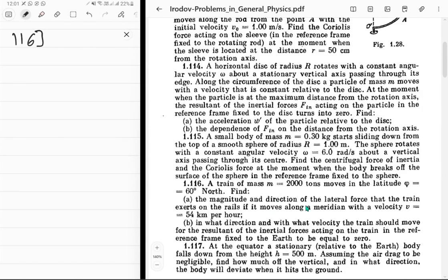A train of mass some tons moves in the latitude north. Find the magnitude and direction of the lateral force that the train exerts on the rails if it moves along a meridian with velocity v.